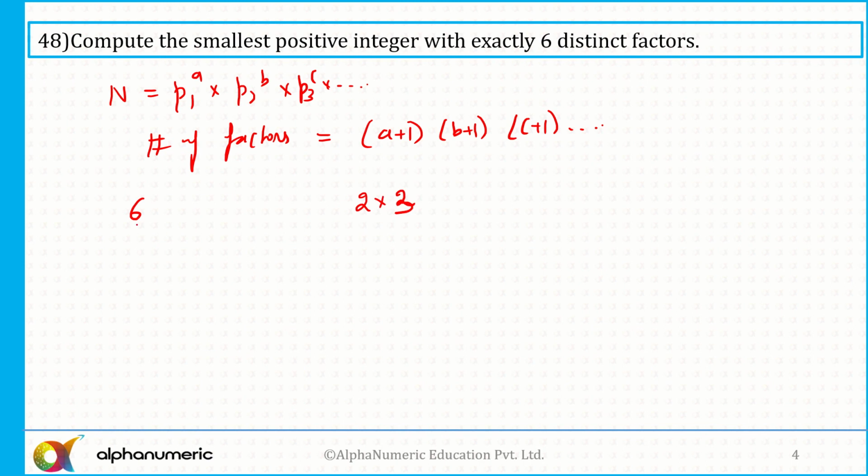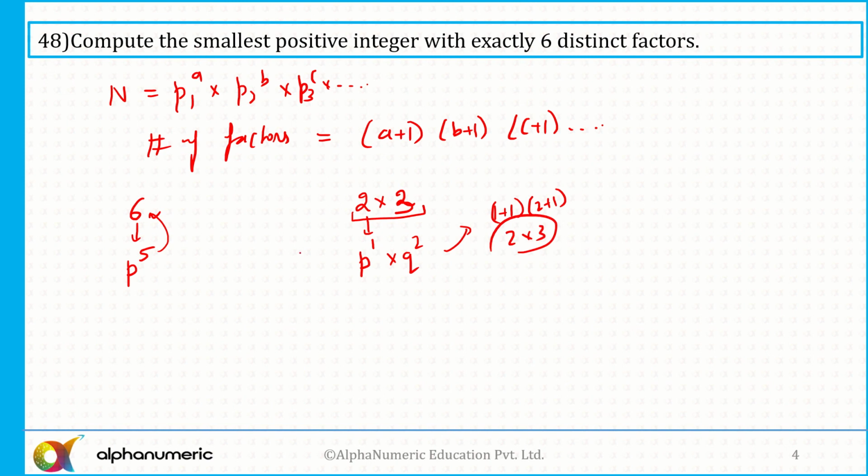So in that case, the number should be of the form any prime number raised to power 5. So any prime number raised to power 5, how many factors? I can say 5 plus 1, that is 6. Or 2 into 3, it means my number is in the form of p raised to power 1 into another prime number q square. So in that case, the number of factors will be equal to (1 plus 1) into (2 plus 1), and I'll get 2 into 3.